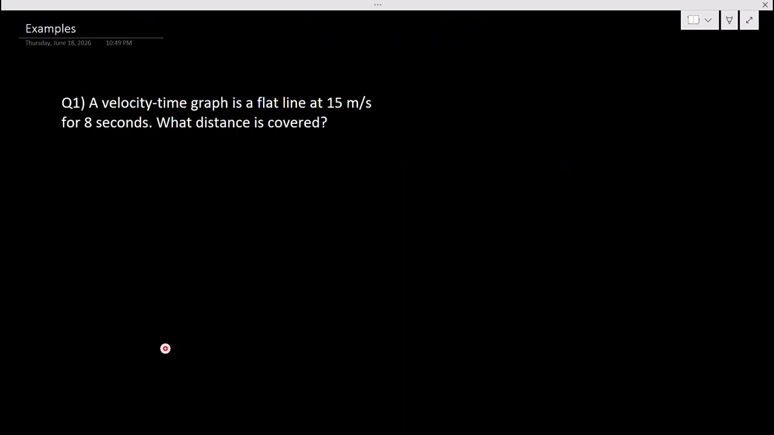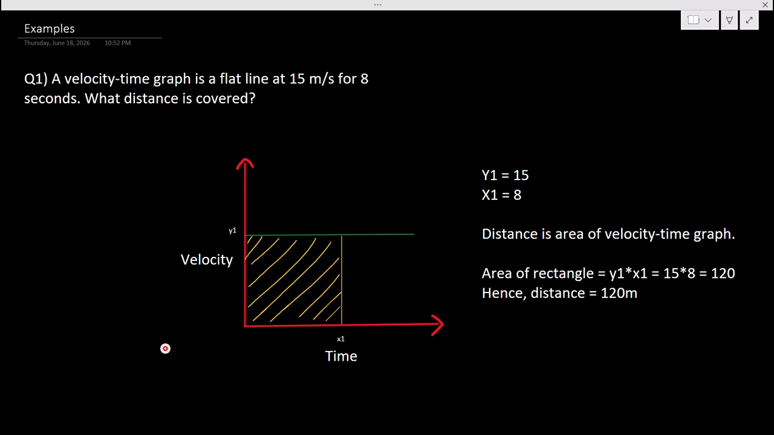Now we'll move on to one example. Let's say we have a velocity-time graph and it's a flat line at 15 meters per second for 8 seconds. What distance is covered? How will we solve it? First we'll create a velocity-time graph. It's a flat line at 15 meters per second, so the y1 value will be 15 and the x1 value will be 8, since for 8 seconds the line is flat at 15 meters per second.